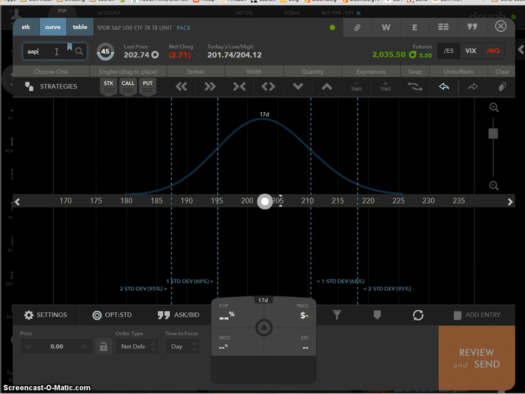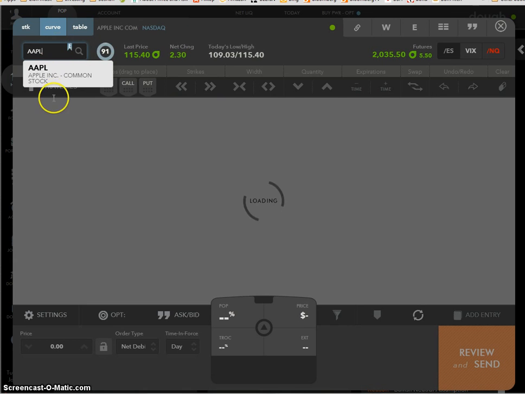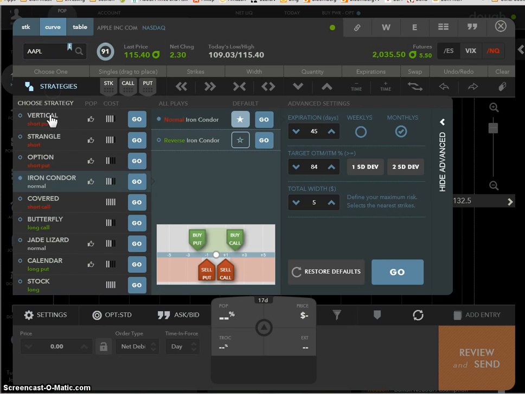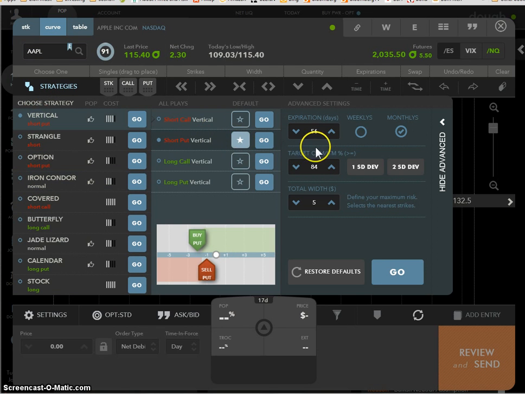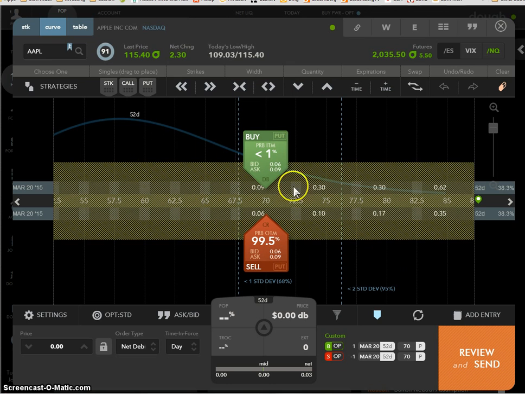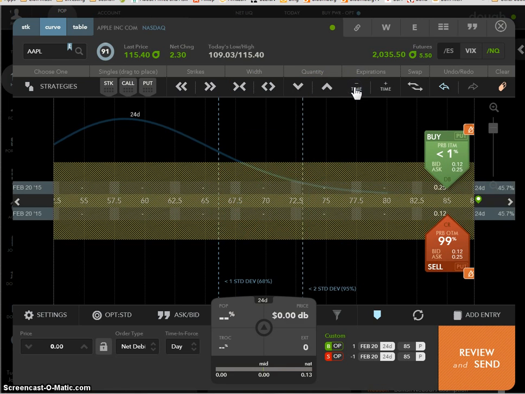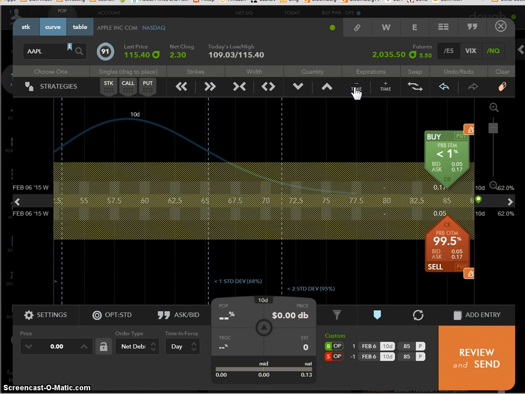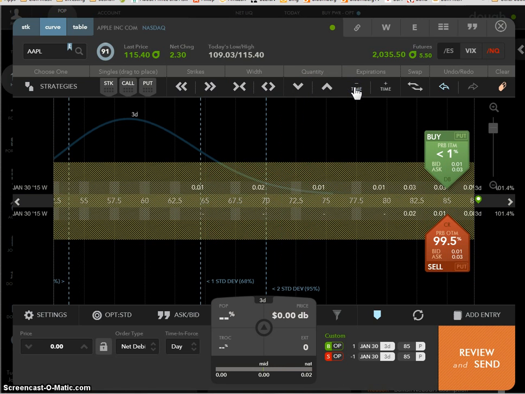Go to Apple. In your settings under strategies, you would have clicked on vertical. Your short put is the default. You would have it 1 standard deviation away, 5 strikes wide. Now, because you're doing an earnings trade, you don't want to wait for 52 days. You want to do it sooner. So you would move your expiration by doing this to maybe the first week in February earnings. Or you could have done January too, because the earnings came out today.